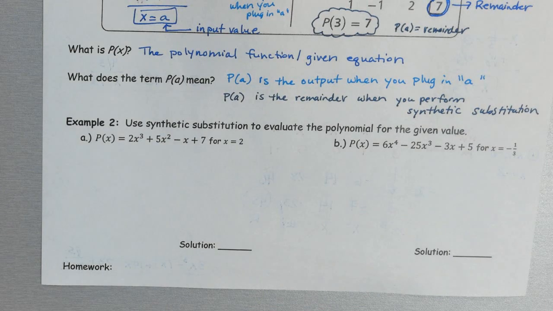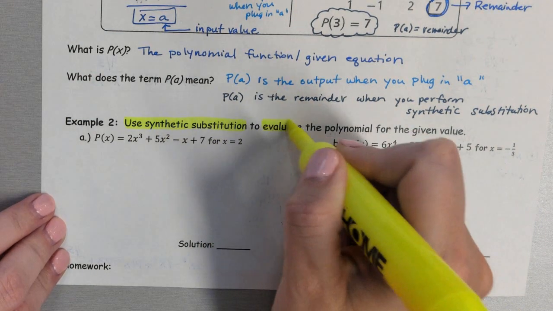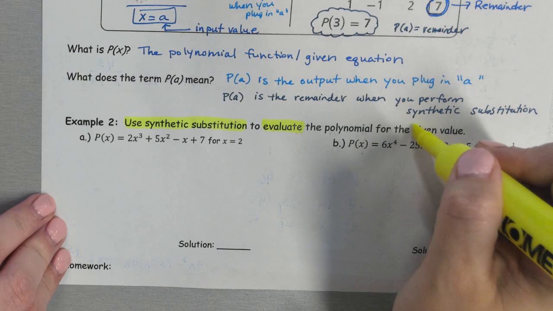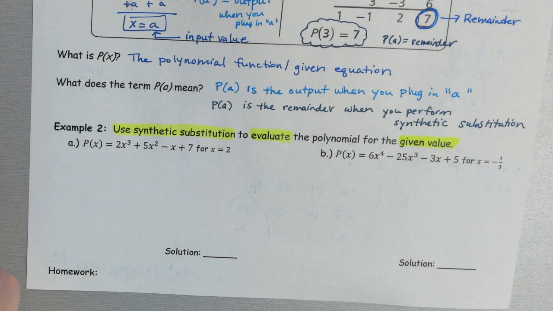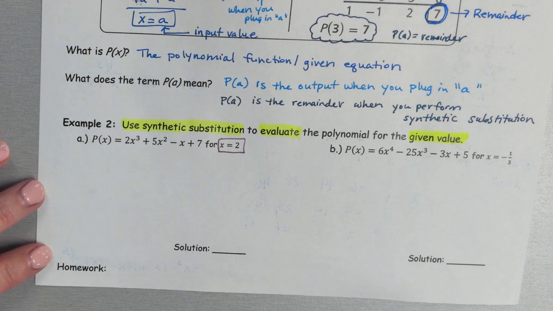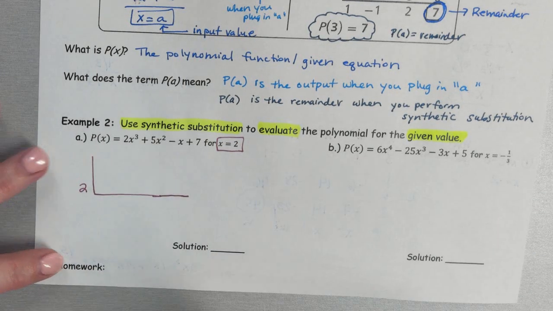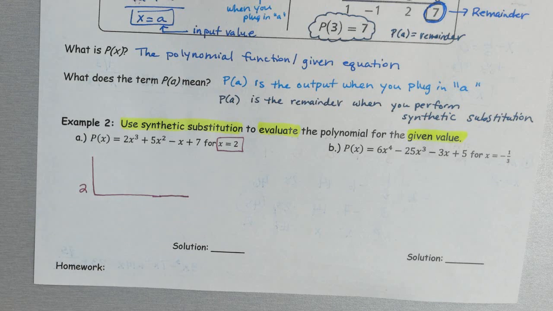Okay, so let's apply this to example 2. Example 2 says to use synthetic substitution to do the evaluating, and you are going to have a given value for these. So your given value here is x equals 2. If they don't give that to you in factor form, you can just use the 2. So I want you to do the synthetic substitution. You can do that for both of them, and then see if you can write out your solution. And then I'm going to give you the next thing that we're going to do.